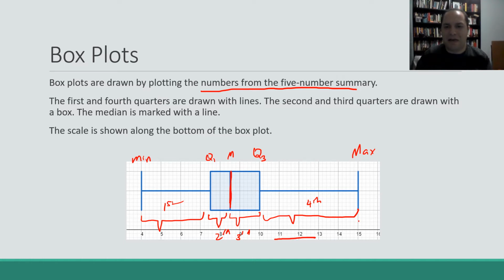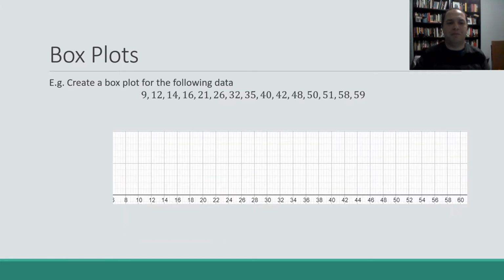So here we can see our maximum is 15, our lowest is 4, our median here is actually 8.5, smack bang in between. So the scale there is to help you read clearly the box plot.